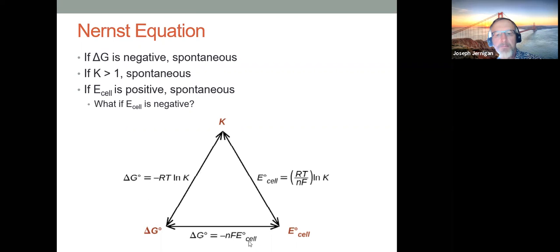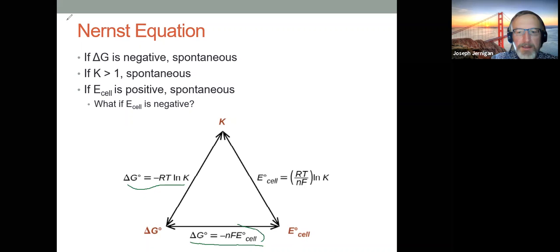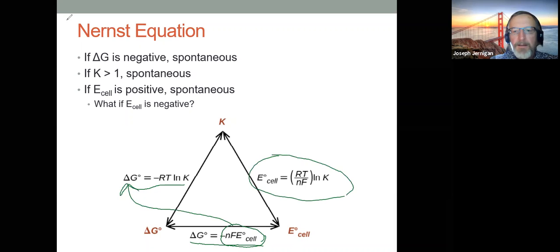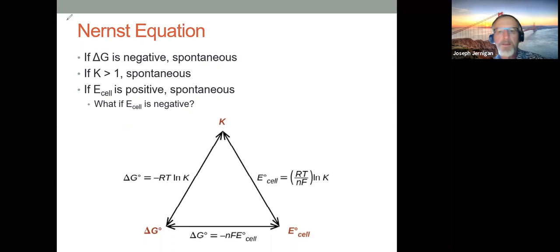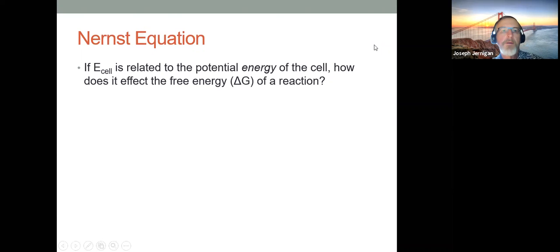Delta G is minus nFE cell, right? So minus nFE cell, you can just plug the two. You can kind of use these two legs, right? You can plug this guy right into there, and you get this thing. E cell is proportional to log K without the minus sign, and that's how it drops out. Okay, so it's kind of a useful construction there. Help keep things together. Just talking about thermodynamics. All right, let's see what else is going on here.